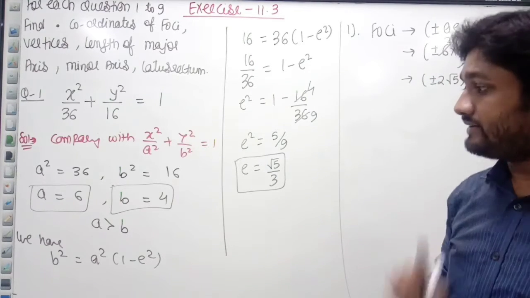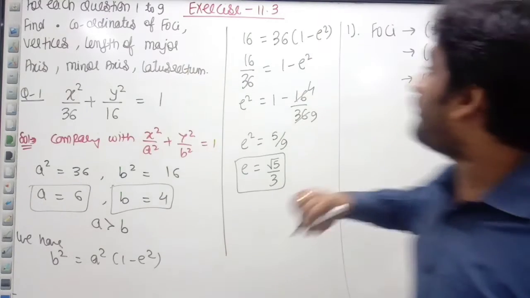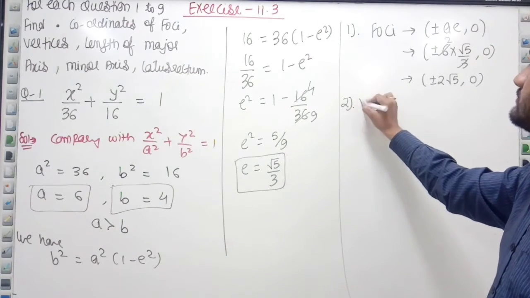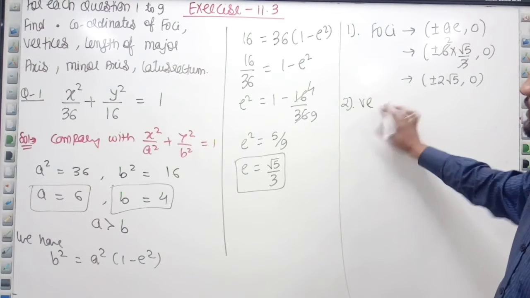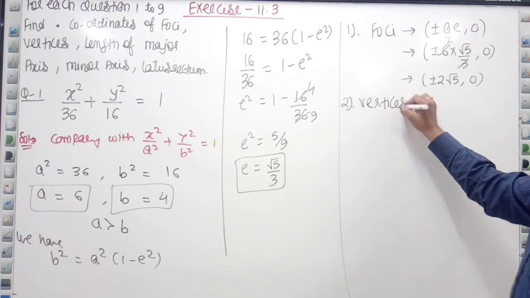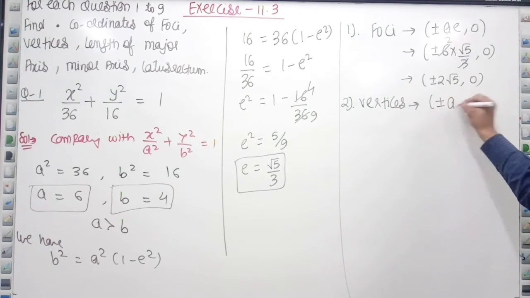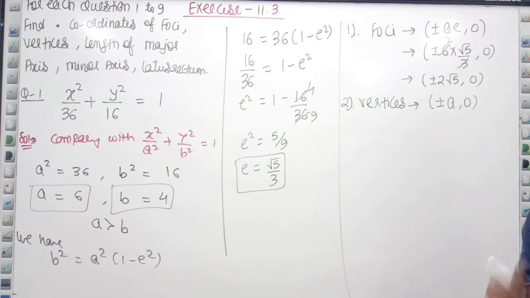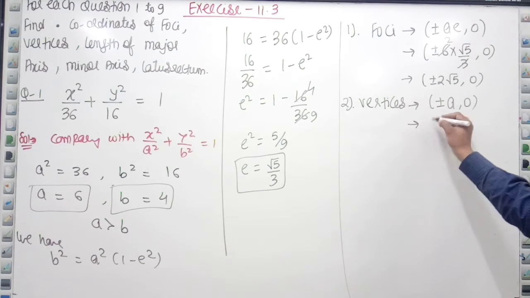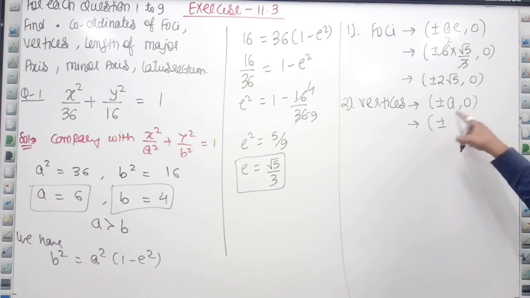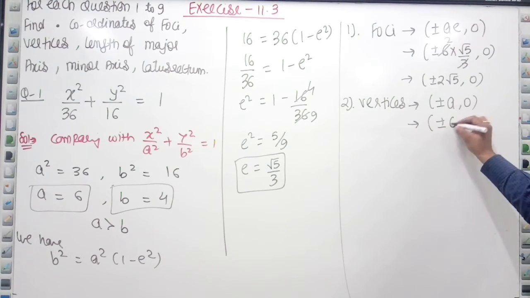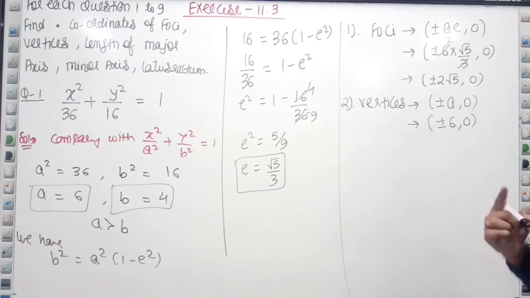The second thing is the vertices. The vertices formula is plus minus a comma 0. The question can be, sir, how are you writing it? Just watch the formula table. I am writing it from there, from the last video. a is 6, so plus minus 6 comma 0 are the vertices.